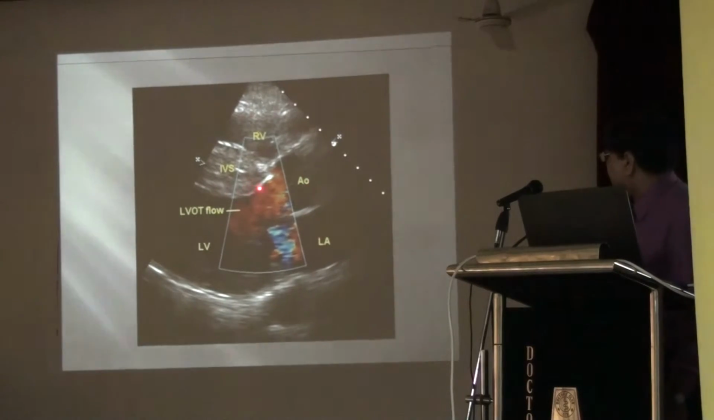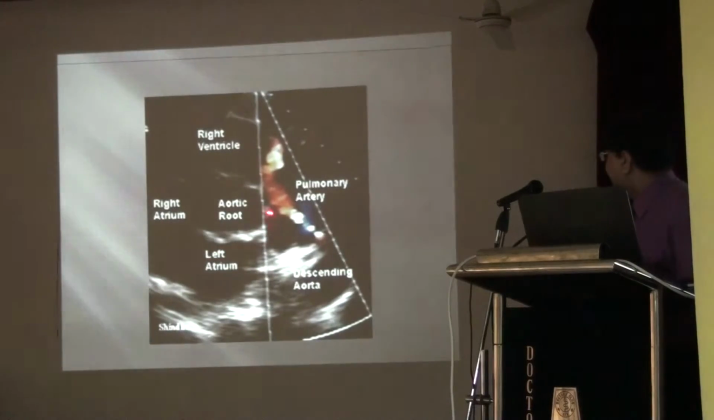This will lead to the motion of the AML being restricted, that is known as SAM, systolic anterior motion, and there is asymmetrical septal hypertrophy. So this is basically the HCM.